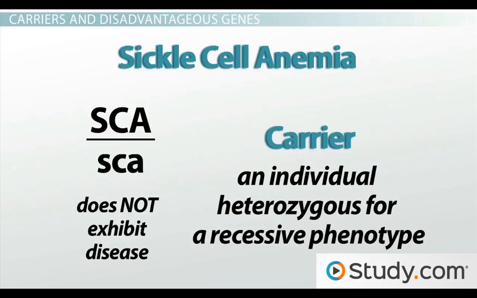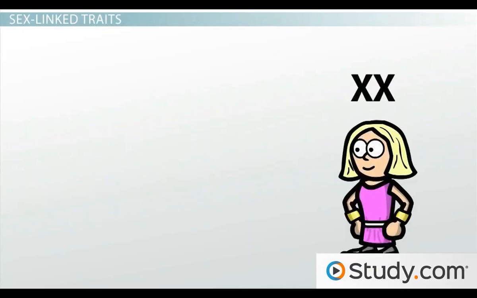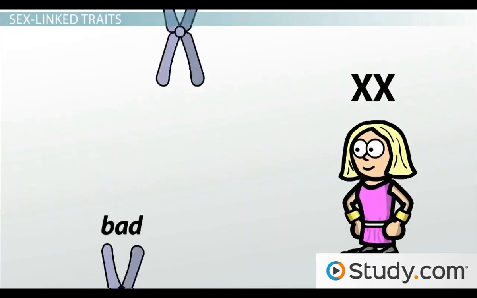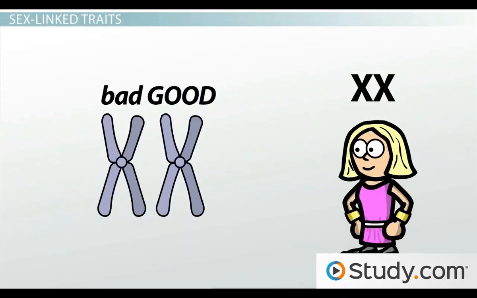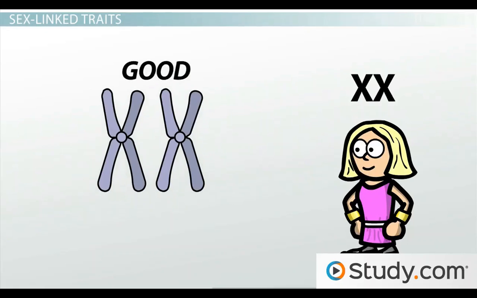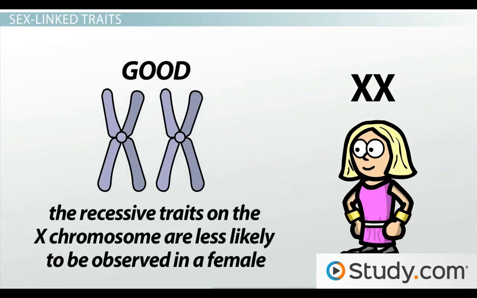So let's now try to apply this concept of recessive disadvantageous traits to the sex chromosomes of humans. Since there are two X chromosomes in a female, a disadvantageous recessive phenotype can be masked in a heterozygote. This means that the recessive traits on the X chromosome are less likely to be observed in a female.